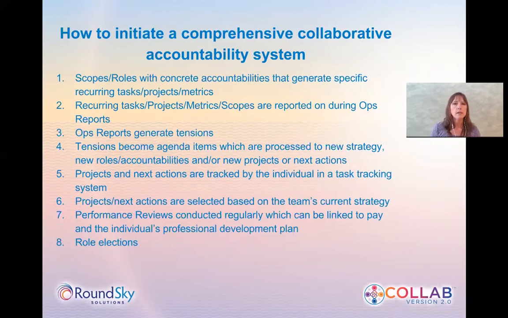Second point is the use of ops reports, where we report on these recurring tasks, projects, metrics, and scopes, which we're going to detail in a few minutes for you, like how to do that ops report. These same ops reports generate tensions. And those tensions become agenda items, which are then processed to new strategy, new roles, accountabilities, and/or new projects and next actions. These projects and next actions then go back to be tracked by the individual in a task tracking system that is transparently shared by the whole team.